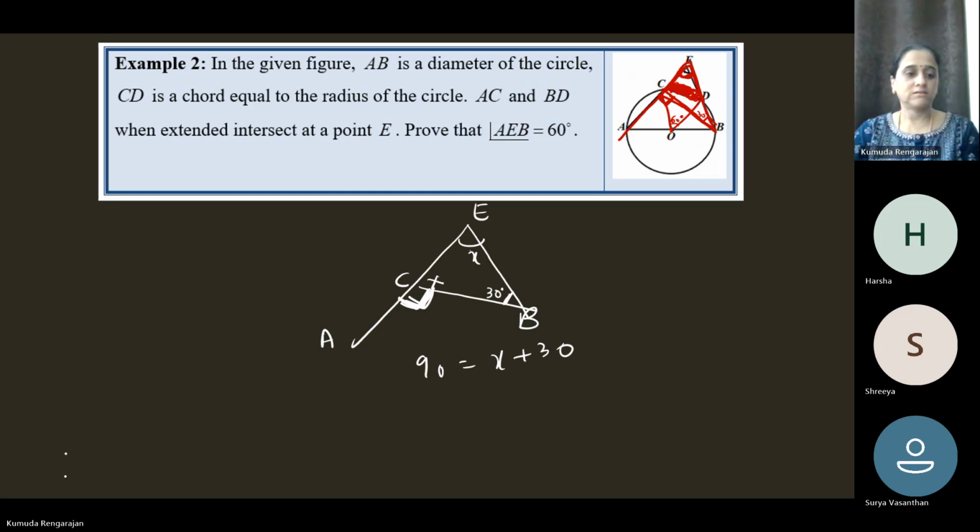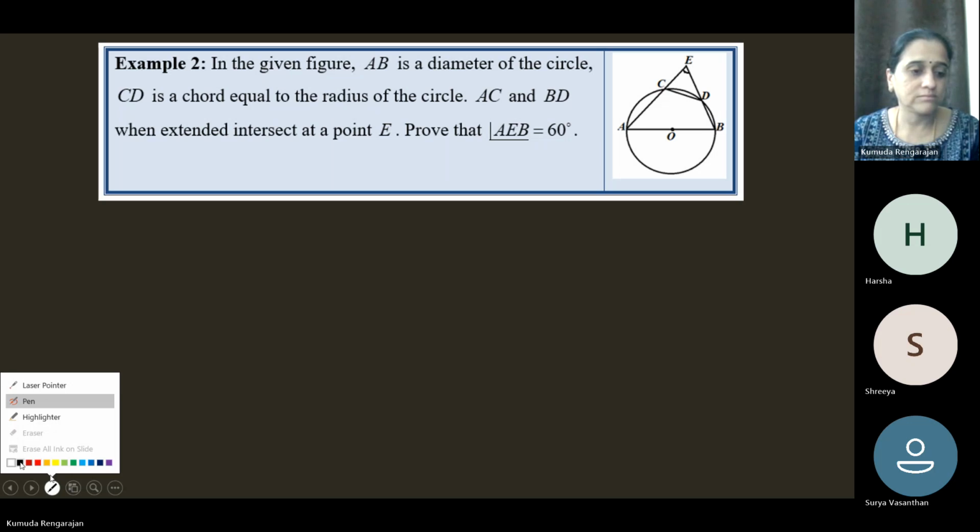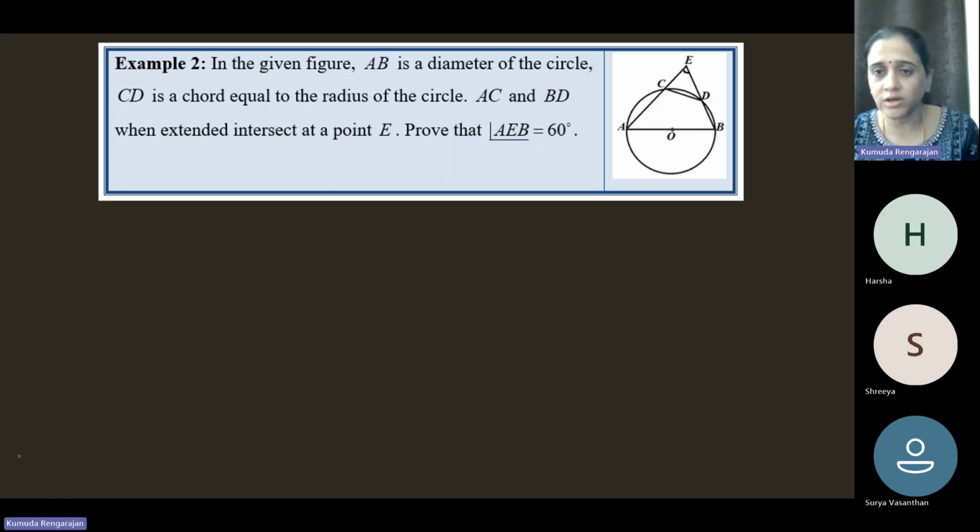All right. Let's see it quickly again. So construction: join OC, OD. AB is a diameter. We are taking the point C on the circumference. A to C is connected, B to C is not connected. So let's connect B to C. So after the construction, join OC, OD, and BC.